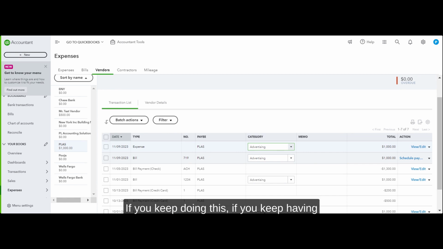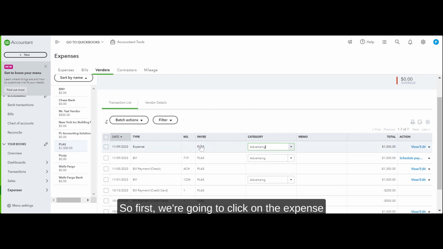If you keep having these kinds of mistakes in your financials, all these things add up and you're going to end up with a really big discrepancy in your financials. So we can't let that happen. What needs to be done is, instead of deleting the expense entry and redoing it as a bill payment, we are simply going to convert our expense entry into a bill payment. Let's see how to do that.